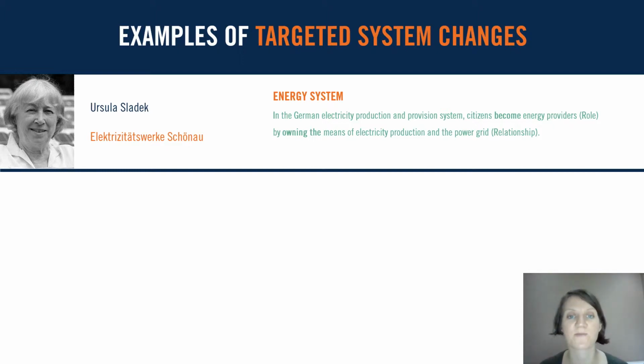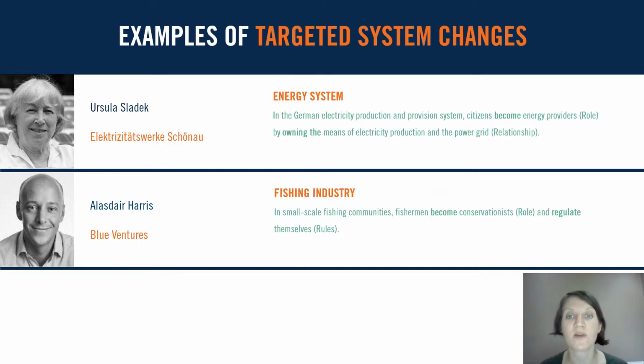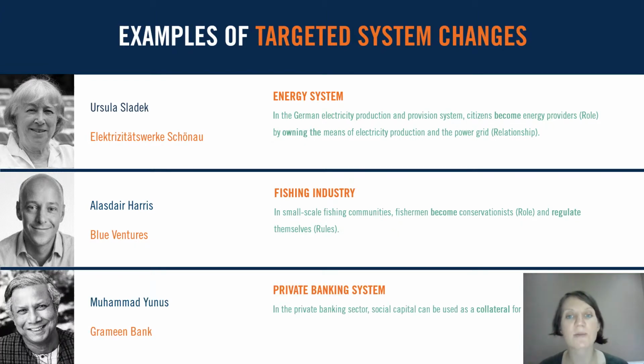Relationship change. You might also remember the fishing industry example from week 1 by Ashoka fellow Al Harris at Blue Ventures. Their targeted system change is, in small-scale fishing communities, fishermen become conservationists, role change, and regulate themselves, rule change. Lastly, an example you all know is Mohammed Yunus, who set up Grameen Bank to show that in the private banking sector, social capital can be used as a collateral for loans. Resources change.